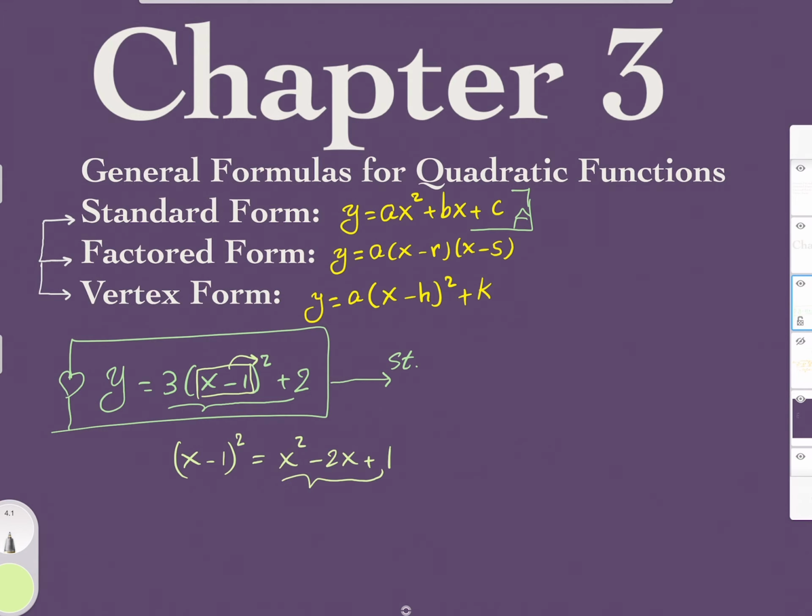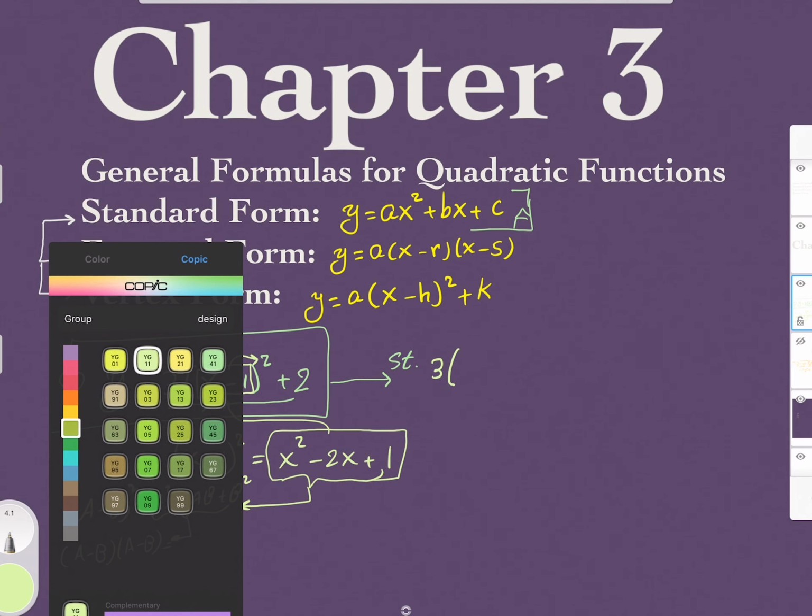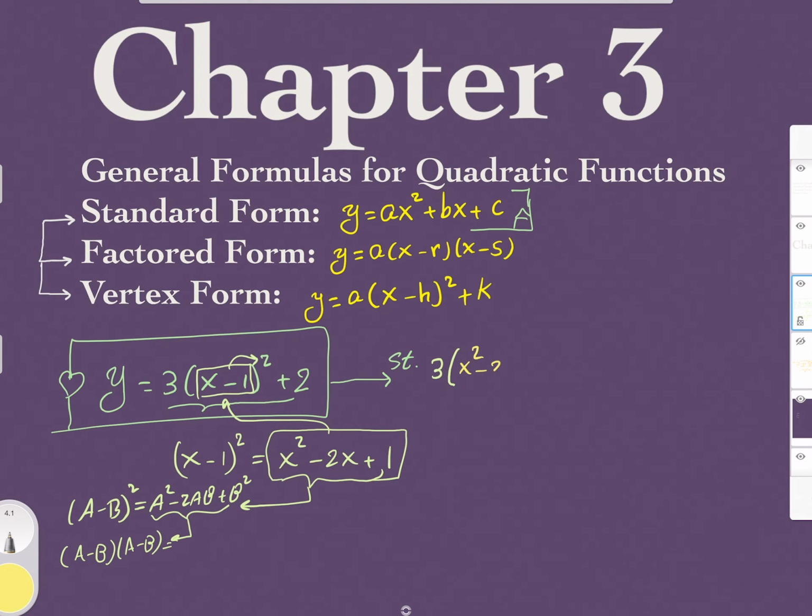How did I get this? This comes from a formula: (a minus b) squared equals a squared minus 2ab plus b squared. And where is this coming from? This comes from (a minus b) multiplied by (a minus b). If you distribute this, you will get that. So we have this for the parenthesis. I will substitute it back. We get 3 times (x squared minus 2x plus 1) plus 2.